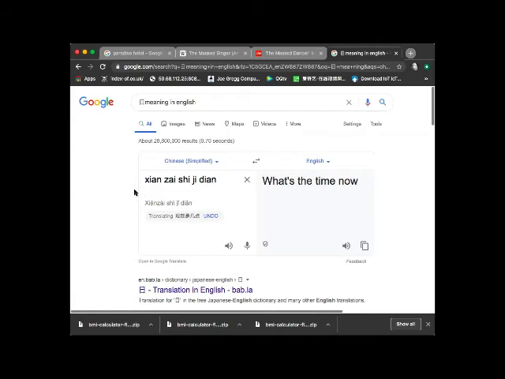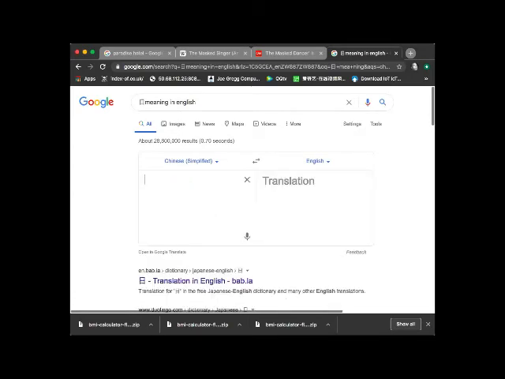If we add 是, we get what's the time now. If we remove the 是, we get what time is it now. So the meaning is still the same, but the other one is slightly longer. So you use whichever works for you. Let me just do the 3 ways together, and then you see.